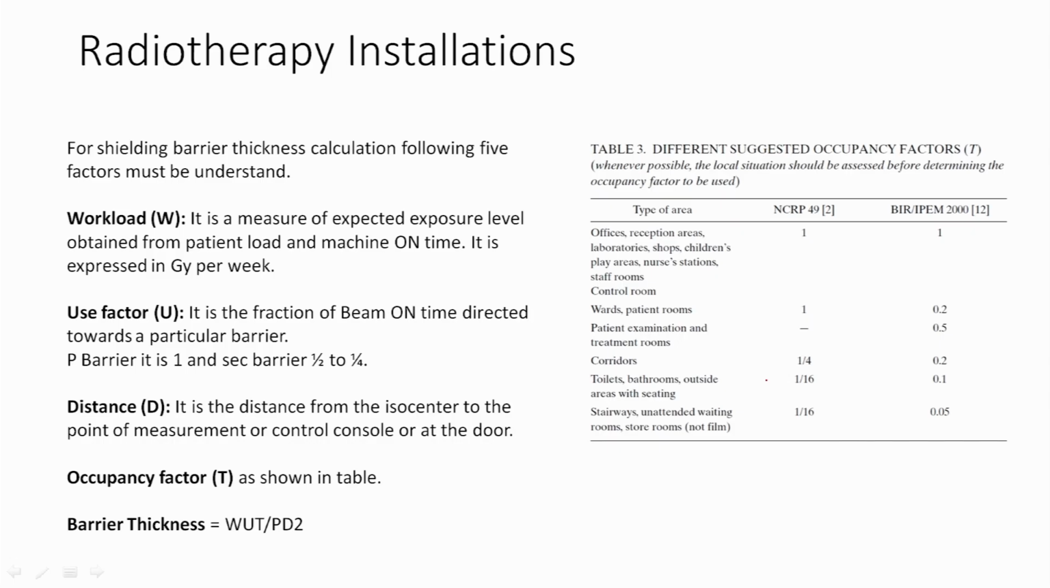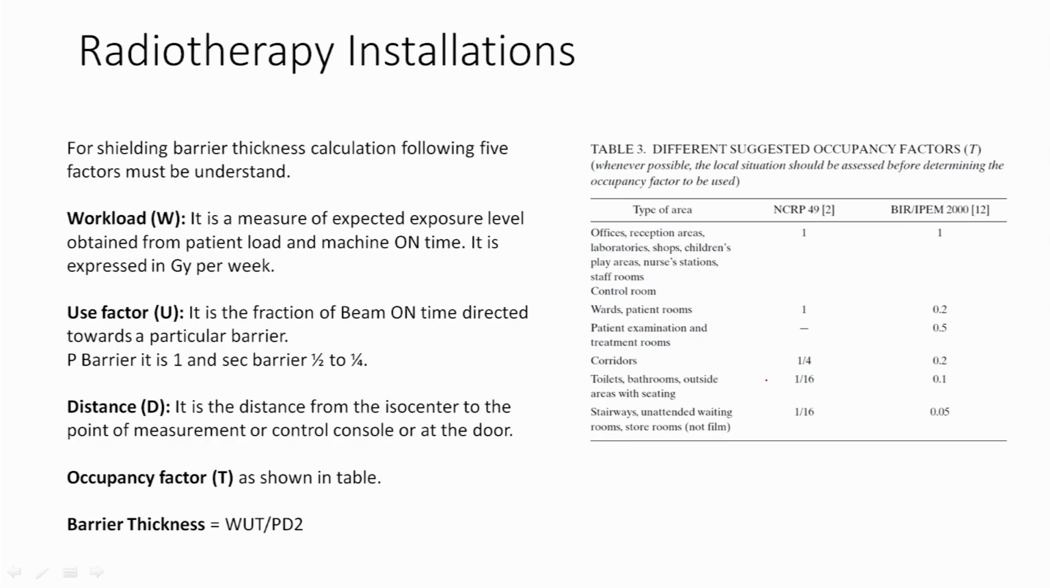So in radiotherapy installations, it depends on the workload. Suppose you are going to treat 70 patients per day or 100 patients per day. According to your workload, your bunker construction, or the design of a bunker, depends. Then what is a use factor? Use factor is the fraction of beam on time directed towards the particular barrier, and for primary barrier it is 1, and for secondary barrier it ranges from half to 1/4.